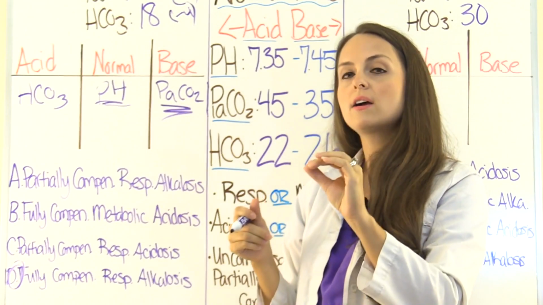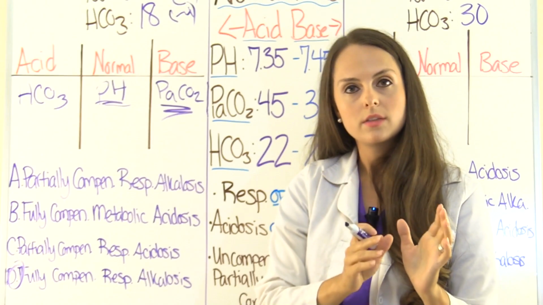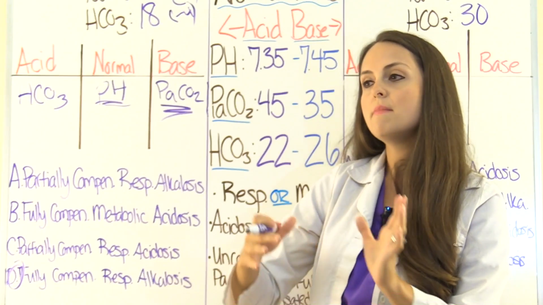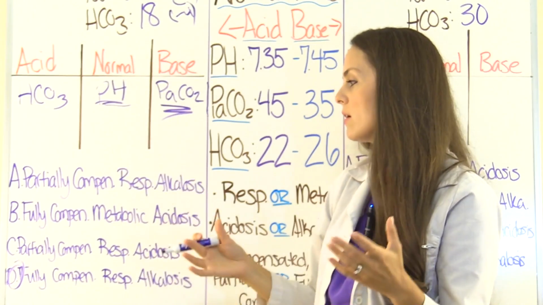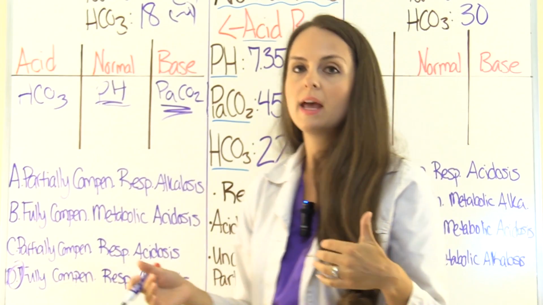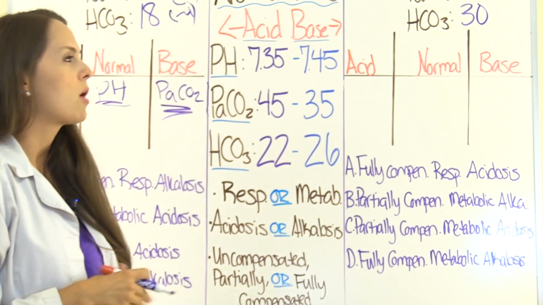So remember, because bicarb is basic, if the body tries to lower the amount of bicarb it has, it can hopefully flip the conditions around and balance itself out where that blood pH can return back to normal. So that is what a fully compensated arterial blood gas looks like. Now let's flip it over and let's see what this problem says.